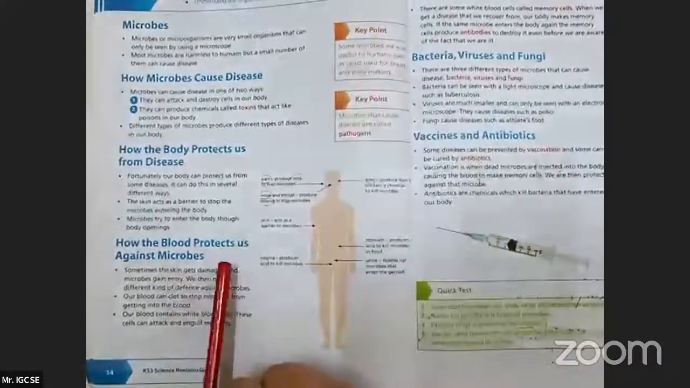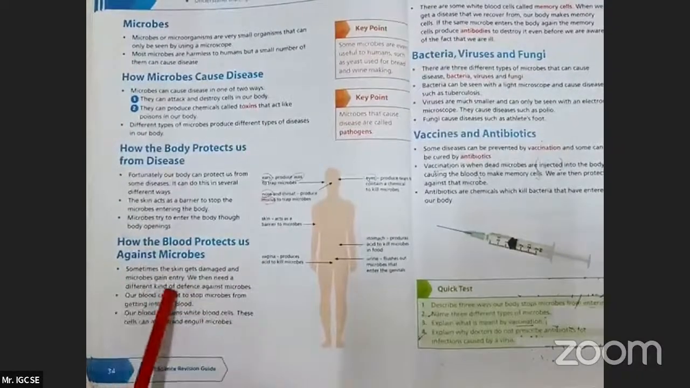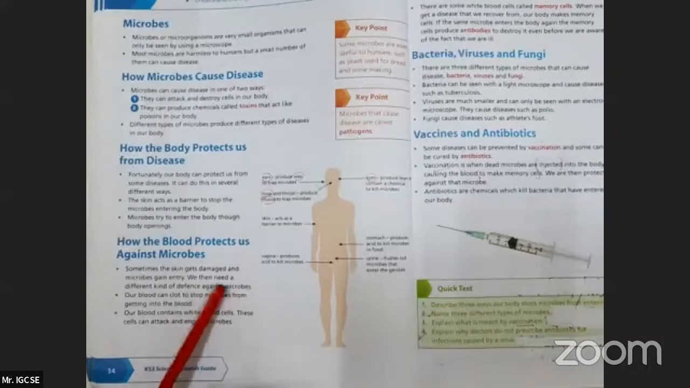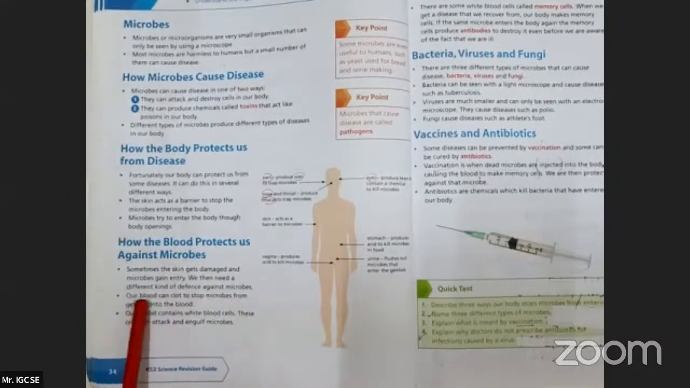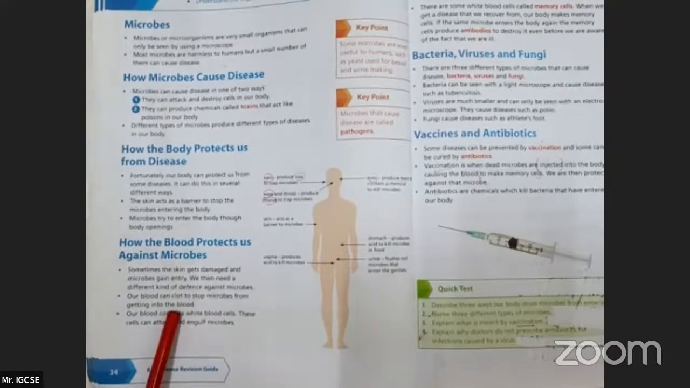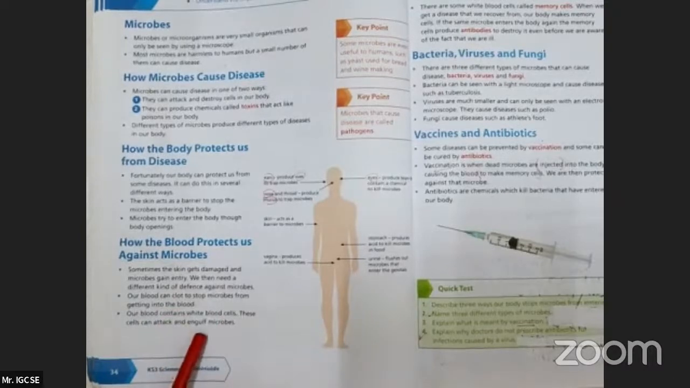How does the blood protect us against microbes? Sometimes the skin gets damaged and microbes get in. We then need a different kind of defense against microbes. Our blood can clot to stop microbes from getting into our blood. Our blood contains white blood cells. These cells can attack and engulf microbes.